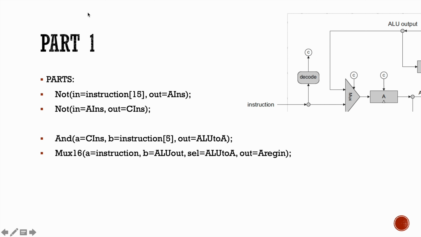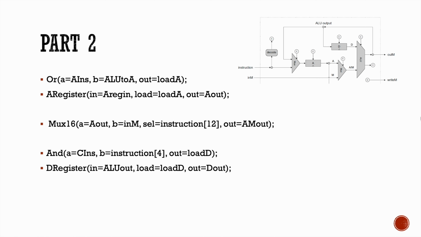Okay, let's move on. Okay, so part two, we have an OR gate first. The load bit in the A register would be 1 if either the A instruction or the ALU output is fed into A. On the other hand, the A register is used to store the value that is fed into it. It takes in the output A register from the multiplexer and the output load from the OR gate as its inputs. And the output A out then generates the content or the value that is currently stored inside the register. And next we have the MUX16.